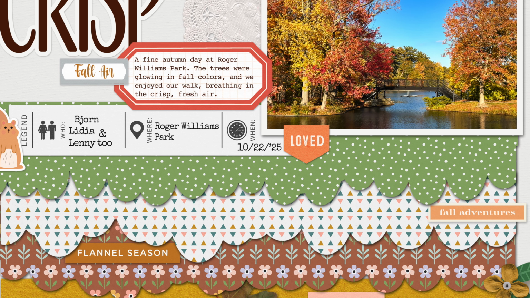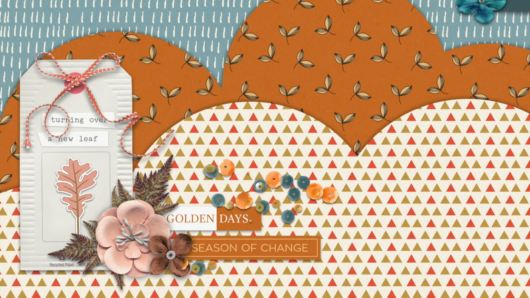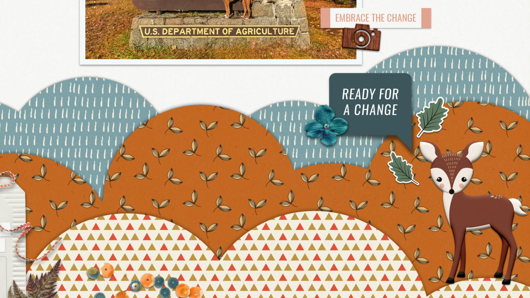For another layout, I used the same whimsical border technique with a bigger brush, around 1400 pixels. Added drop shadows on their own layers and clip papers to each border. The mix of orange and teal brings out the color in the photo, and the little deer and word strips like embrace the change add a sweet seasonal touch.